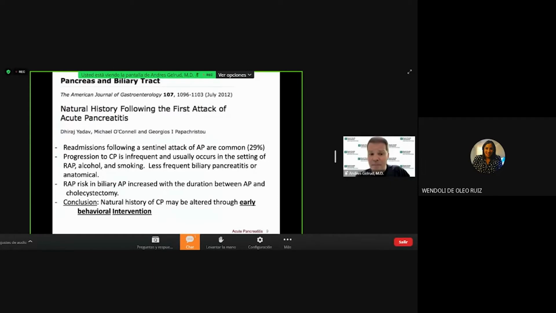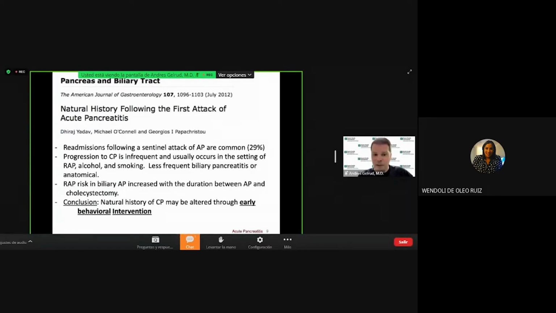So the take-home message, and that's one of the conclusions, is that we can change the natural history of the disease if we do early behavioral intervention. And what do we mean by that? Finding a way to have the patient stop smoking and drinking, both of which are very tough, but when they stop, you may stop the disease progression and they may not have pancreatitis ever again. So just keep this in mind.